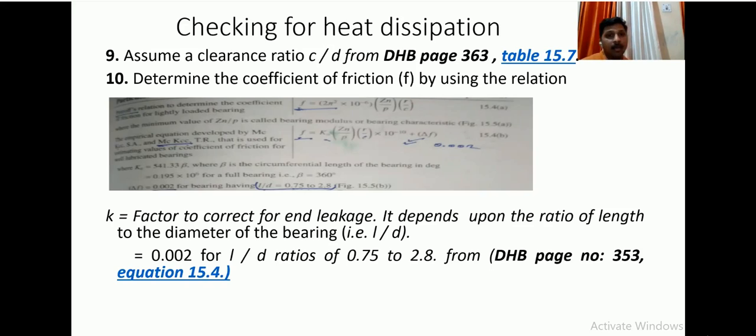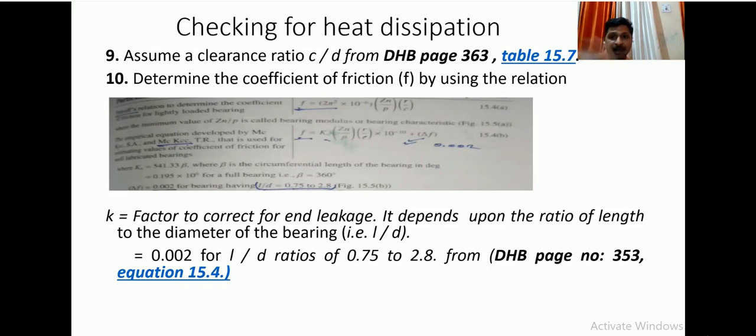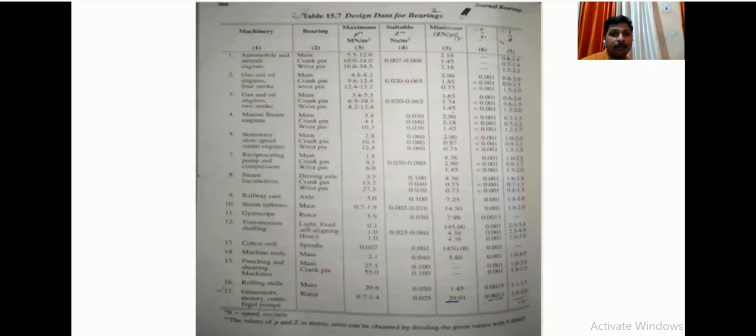So if the application is known, we can again find out the C by D ratio from this table number 15.7, because C by R is given. So for the particular application, we will select the C by R, and this C by R is nothing but equal to C by D. So we can calculate the C by R from here, or we will find out the C by R here.